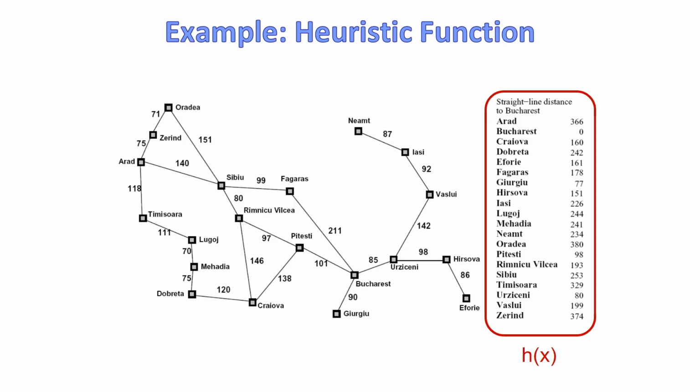The second example that we studied last time was the traveling problem from Arad to Bucharest as usual, and we mentioned that we can use also the distance between the cities to estimate the cost going from one city to Bucharest. So that was the second example.